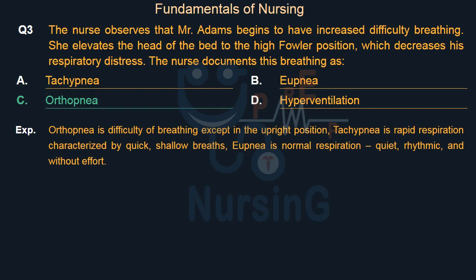Orthopnea. Orthopnea is difficulty of breathing except in the upright position. Tachypnea is rapid respiration characterized by quick, shallow breaths. Eupnea is normal respiration, quiet, rhythmic, and without effort.